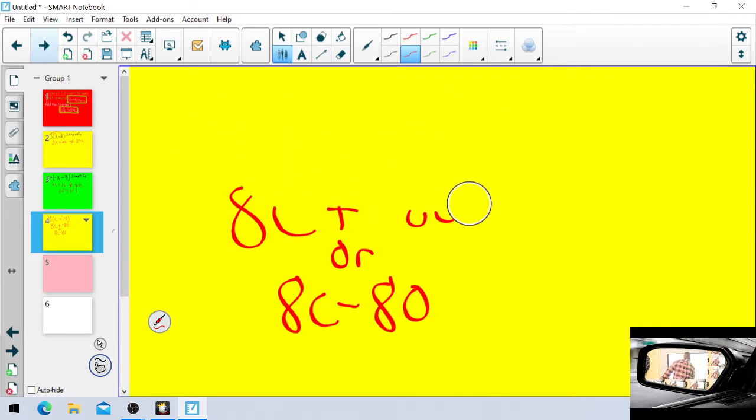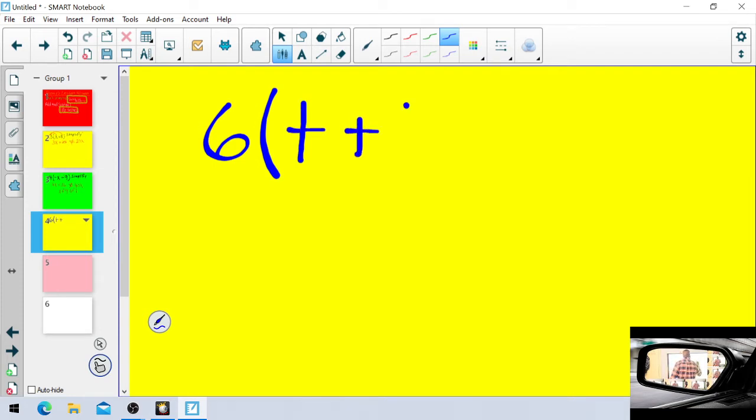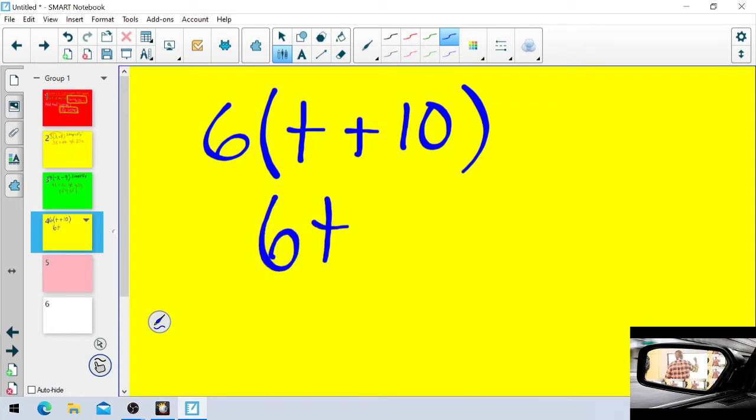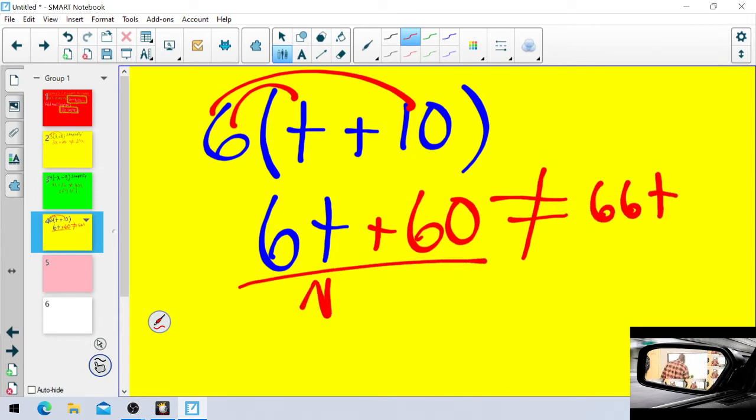These will probably be your easy ones right here. The ones with all those plus signs. You don't have to worry about anything. 6 plus. These are your easy ones. 6 times T is 6T. That's what you're doing, multiplying. And then 6 times 10, 60. This is not equal to 66T. These are not like terms.